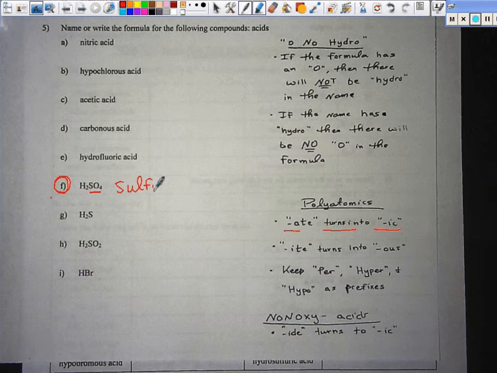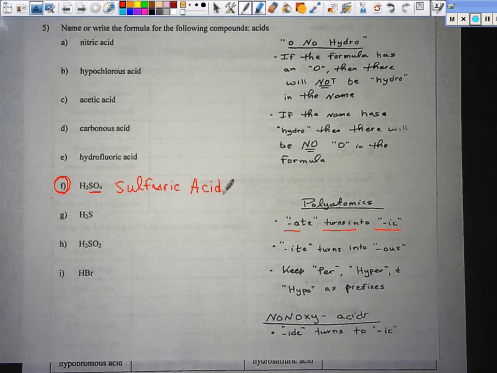Okay, so what does the H have to do with anything? The H is simply an identifier. What does it allow you to do? It allows you to say that is an acid. So it'll never be part of the name. Nope. It'll never be part of the name.